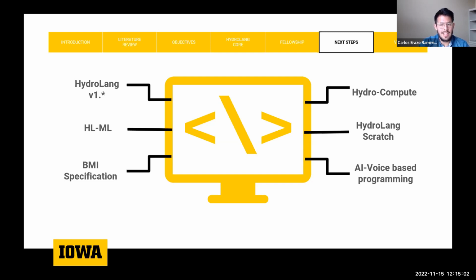Now, HydroLang Scratch represents a Scratch version of the framework where users can run simple interfaces by connecting boxes or another type of user availability through different functions. And lastly, we want to add NLP frameworks, natural language processing, so the users can run their commands directly through their voice.